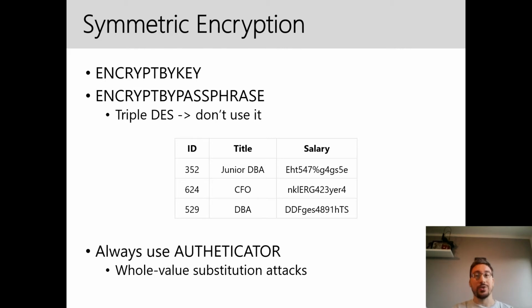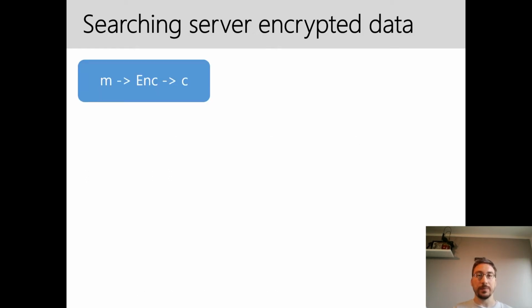You could have, actually, the junior DBA could have update permissions on this table, and would basically change their salary, be quiet for, I don't know, half a year or a year, and then just quit, and nobody would know, right? So you have to always use an authenticator.